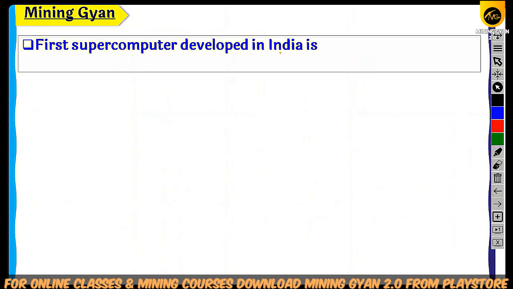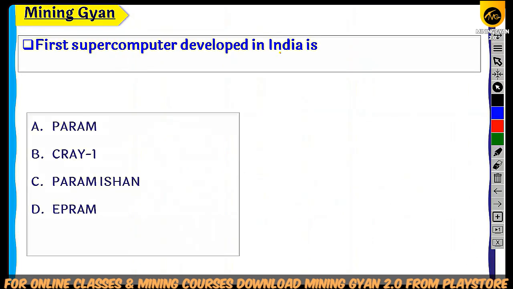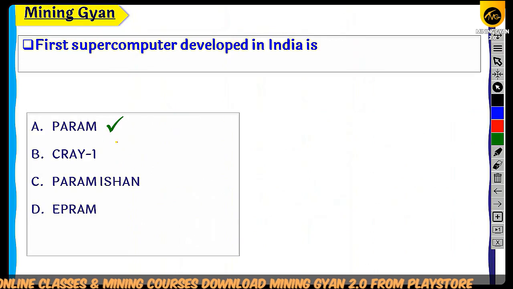Now the next one: the first supercomputer developed in India is which one? The first supercomputer developed in India by C-DAC Pune is Param. So option A is the correct answer. Param was developed in India by C-DAC Pune in 1991.